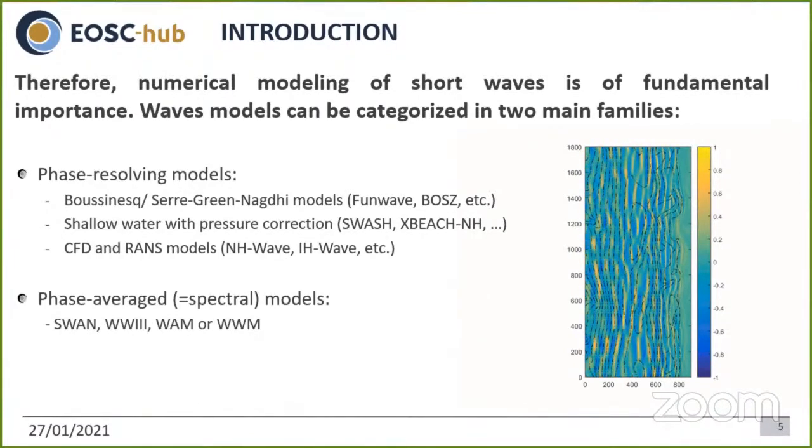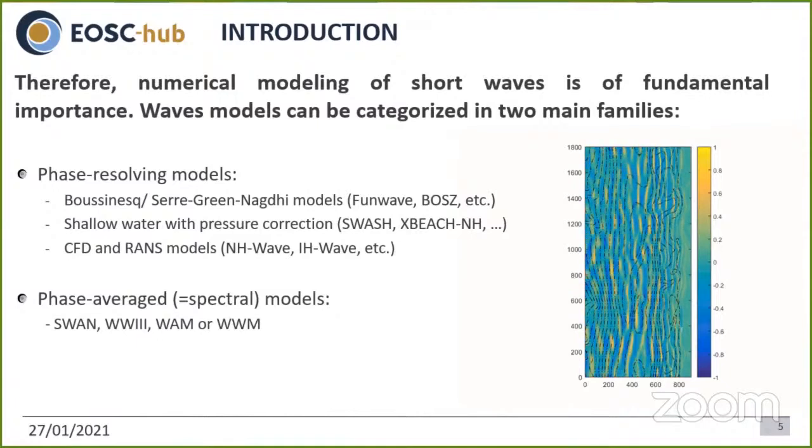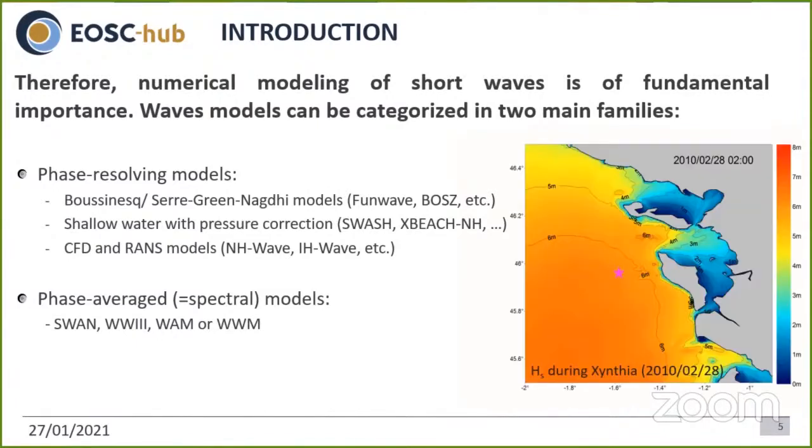The second family concerns phase-averaged models, or spectral models, like SWAN, WaveWatch3, WAM, or the wind wave model. In these models, the short waves are not represented individually, but the mean energy associated with the short waves is computed, their generation, their propagation, and their dissipation.